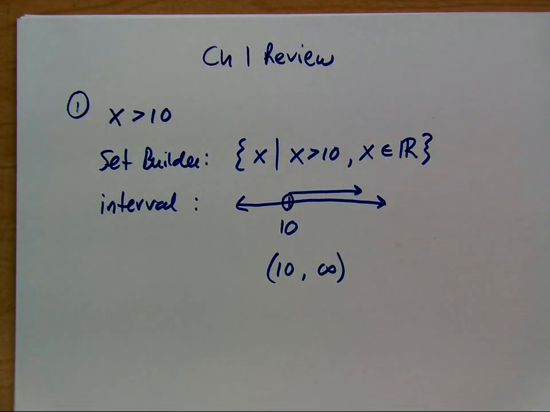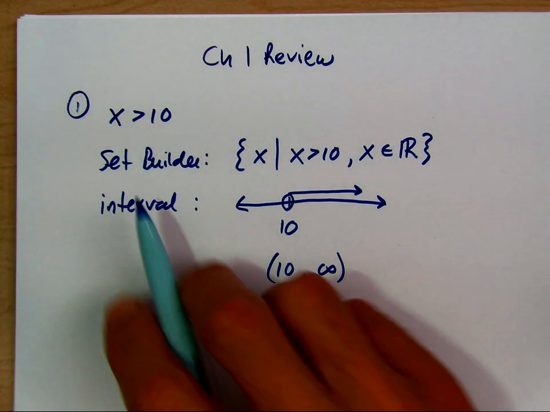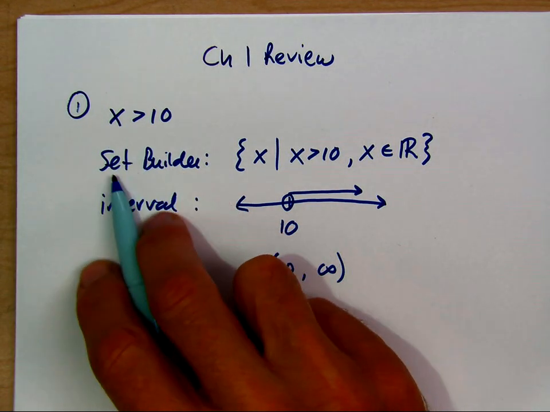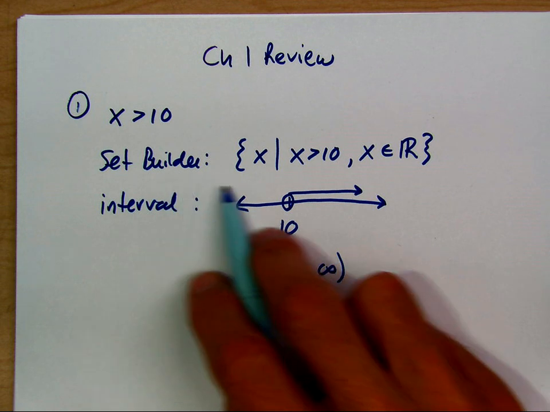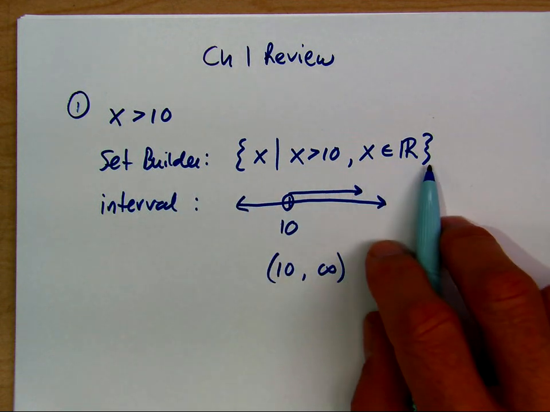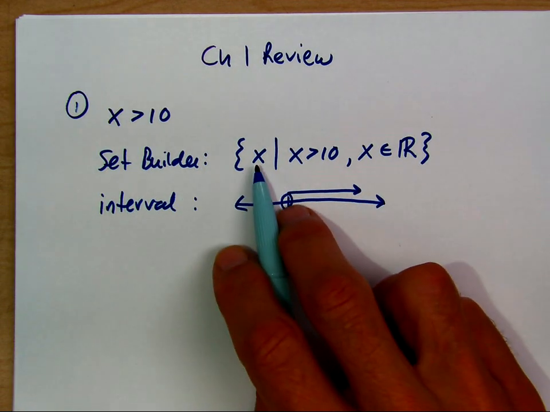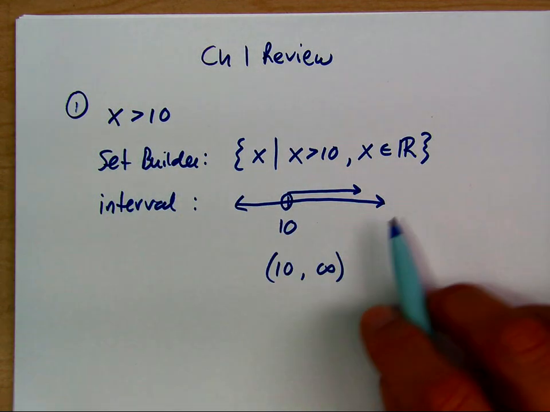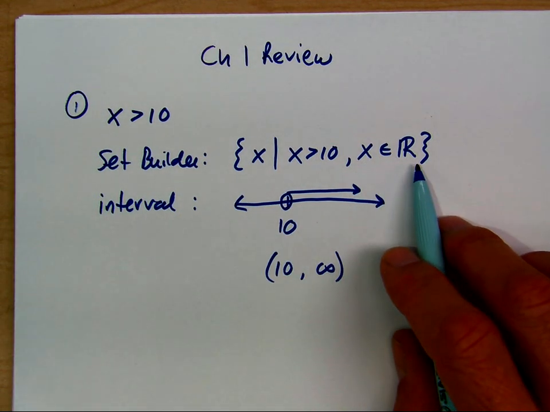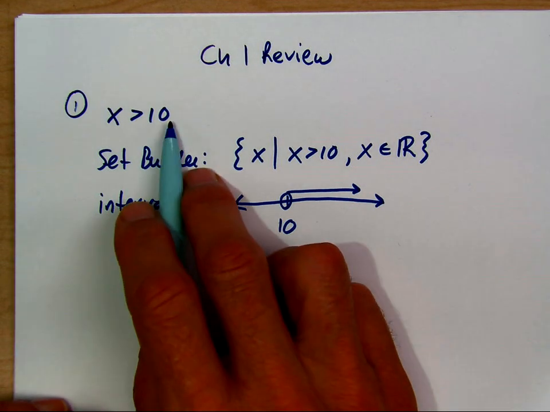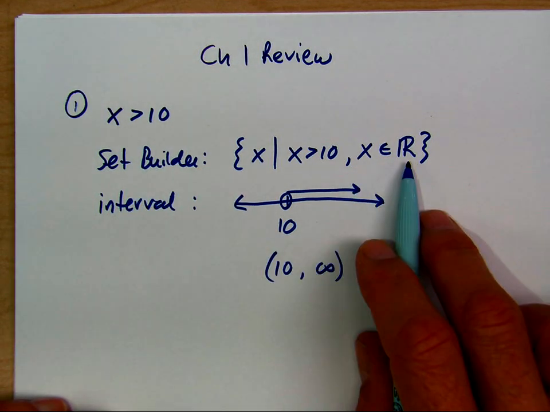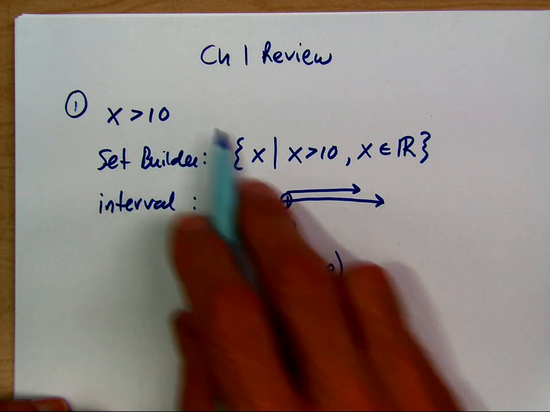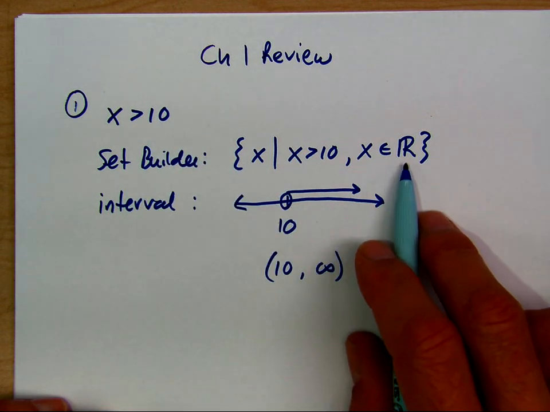All right, Chapter 1 review. If we have this inequality and we want to write it in set builder notation, we write it like this. It always has x with a vertical line, and then we just copy what's given. And we have to say what set of numbers x is in. So here we're not skipping any numbers, so we'll say all real numbers. If we only had 11, 12, 13, then we'd say integers or natural numbers here.